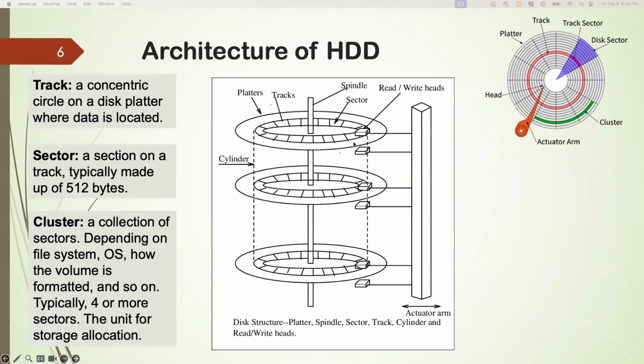All of these platters in a hard drive are put on a spindle. A spindle is just like a rod that rotates the whole hard drive. The hard drive has a magnetic surface on both sides, so the upper surface as well as the lower surface, you can write the data on both of them.